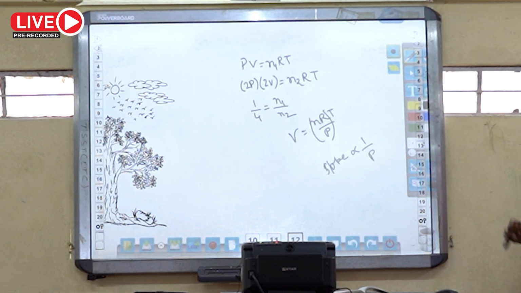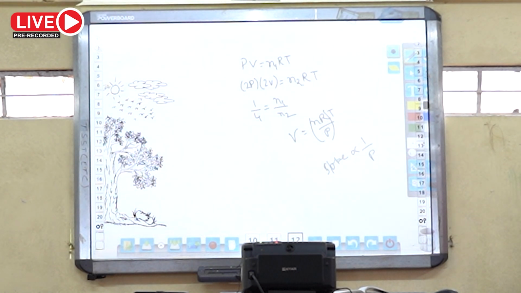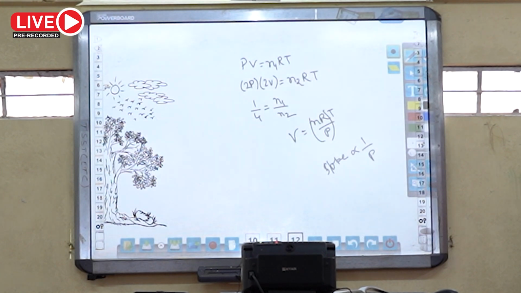So slope increases means pressure is decreasing. So the higher slope is for P2, so the pressure for P2 is smaller, and the pressure for P1 is larger. So option A is correct. The slope of the graph in this equation is nR by P, so the slope is inversely proportional to P. So as slope increases, pressure will decrease. Next one.